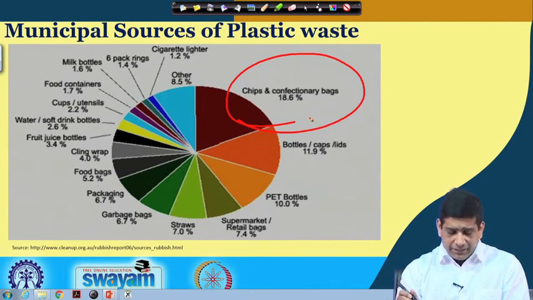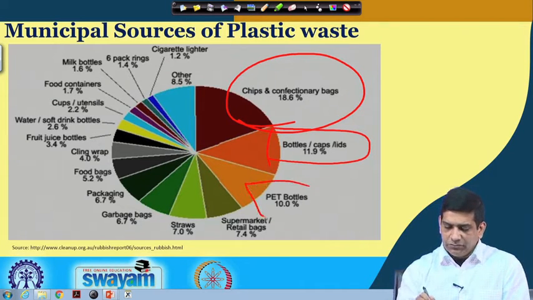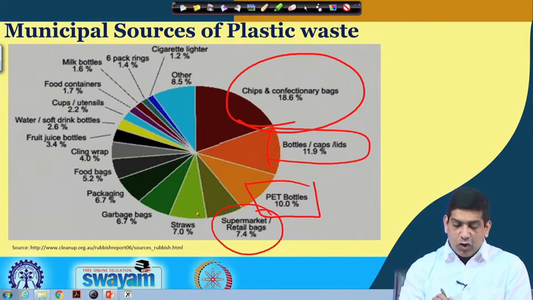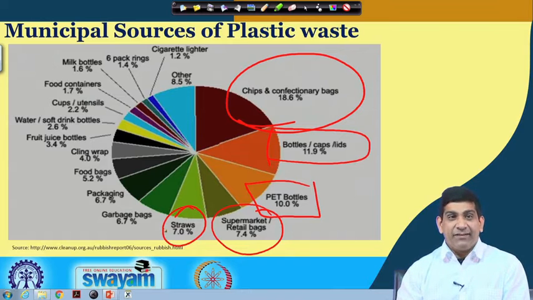And then bottles, caps, lids 12%, PET bottle 10%, supermarket retail bags, again those are the single use plastic, straw, that's again a big deal, 7%. And these are all municipal sources.